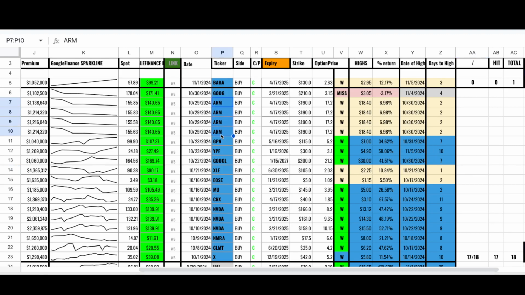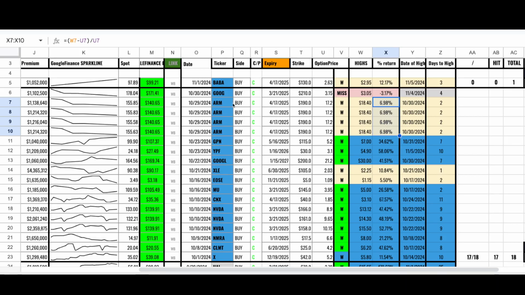For example, we got 4 of these ARM calls for April of next year, 190 calls, and they spent $17.20 per option, so $1,720 per option, and they have spent, if you can see over here, close to $5 million, just a little bit under. As a result, though, we do want to understand it did move up just a little bit. It moved up about $1.20 per option right here, or $120 per option. However, that's only about a 7% return.